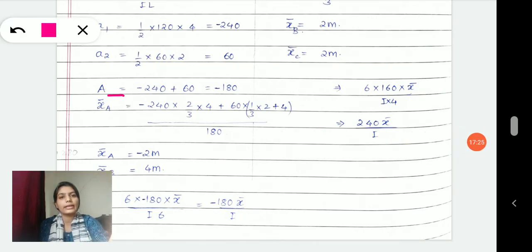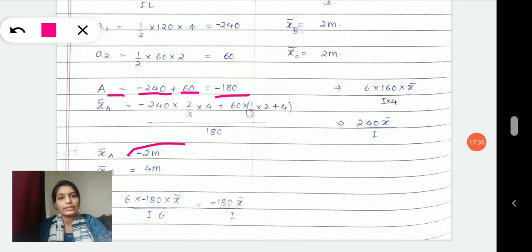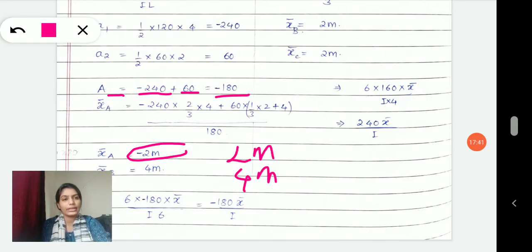Now the area again, that is minus 240 plus 60, which is negative 180. That we have already calculated, and I have said the centroidal distance cannot be in a negative sign. You can simply write it 2 meter and 4 meter, even the area.